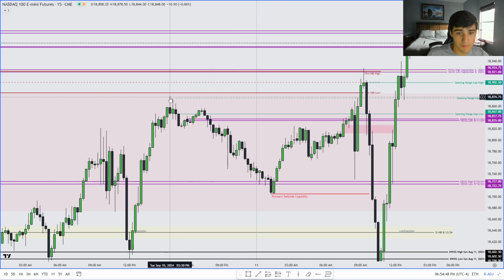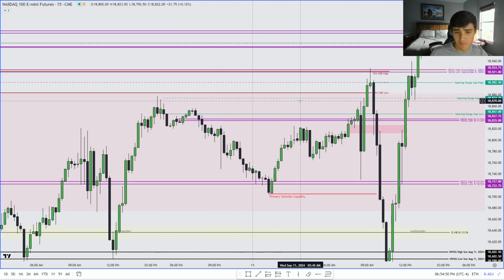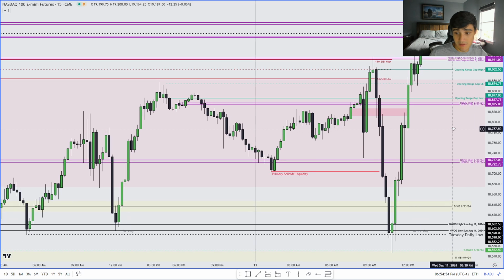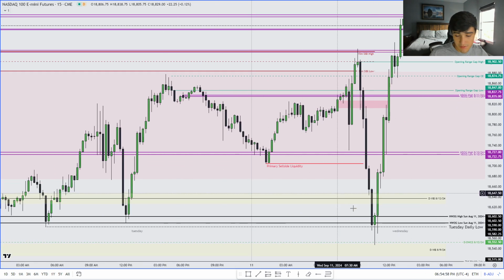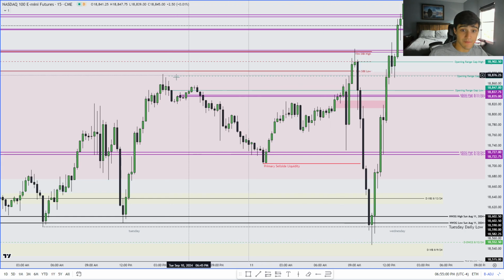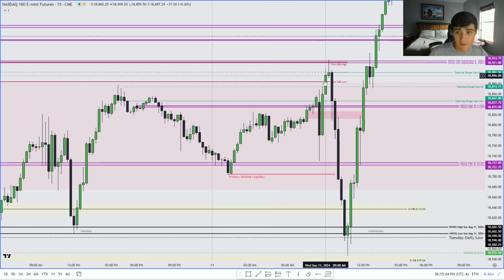I had that level on here, but I guess I removed it. But this reversal can be framed off of the previous day high, and we can literally take it to the other side of the range and target the previous day low. So yesterday was Tuesday. We can frame a reversal off the Tuesday's high, targeting Tuesday's low.